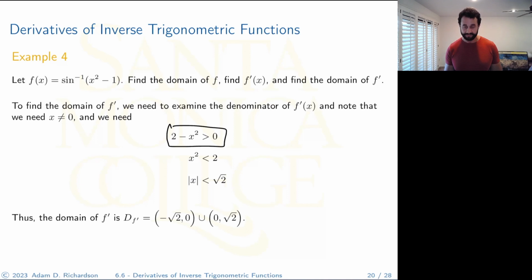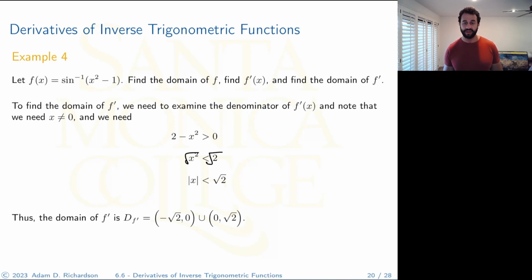So we get this, and we can solve this for x, or at least absolute value of x, just like we did a moment ago. So basically add x squared, and then you get x squared is less than 2. So then when you take the square root, you're going to get absolute value of x is less than, or sorry, not less than or equal to, but just less than root 2.